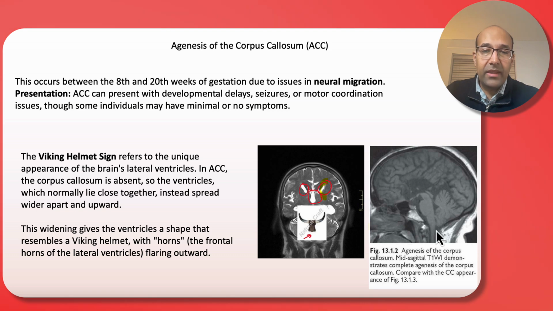The main thing we can see on the MRI in the coronal plane is the Viking helmet sign, which is the unique appearance of the brain's lateral ventricles. We can see the two lateral ventricles, and the frontal horns can be shaped like a Viking helmet, flaring outwards.